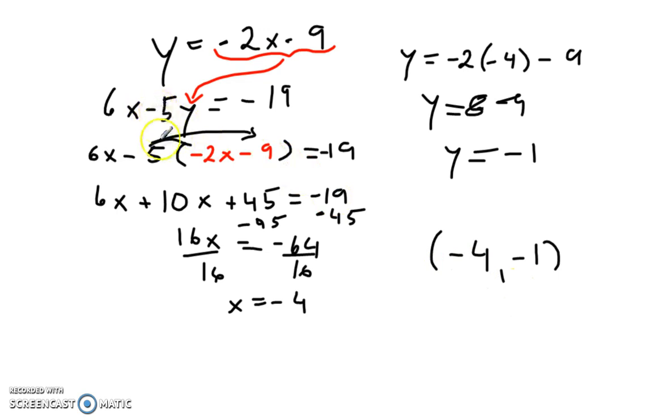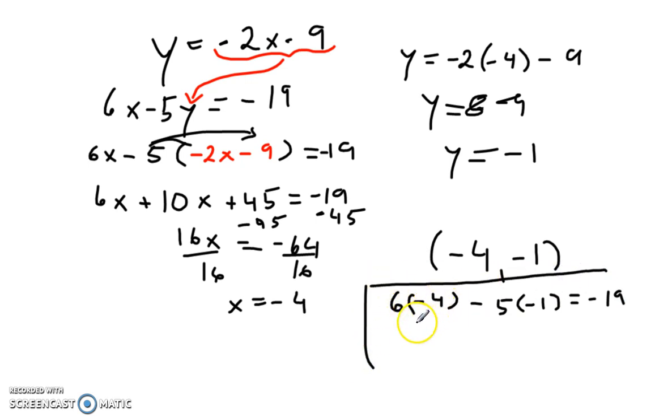And you can plug that into the other to check it, see whether it is correct. So 6 times negative 4 minus 5 times negative 1. Does that equal negative 19? This is our check right here. 6 times negative 4 is negative 24. Plus 5. Does that equal negative 19? Negative 24 plus 5 is negative 19, and that is indeed equal to negative 19. Check. Correct. All right.